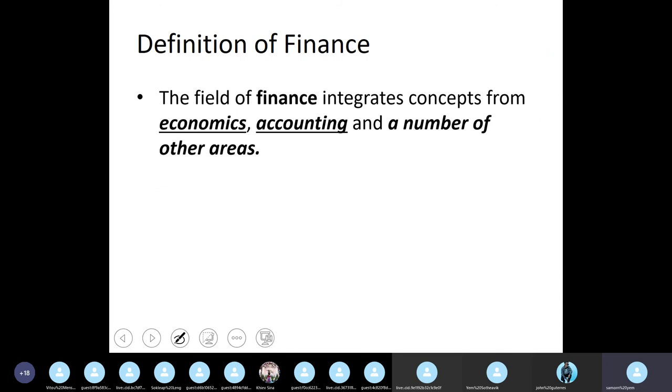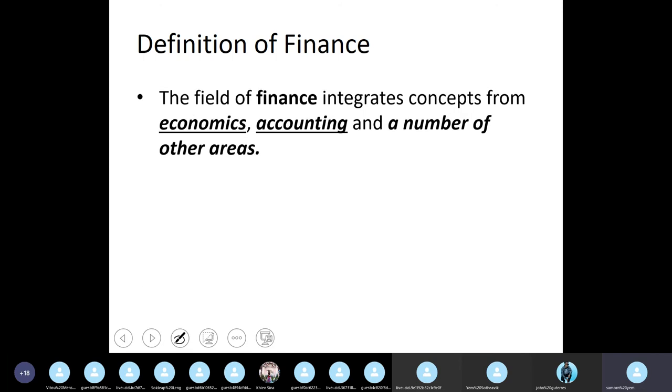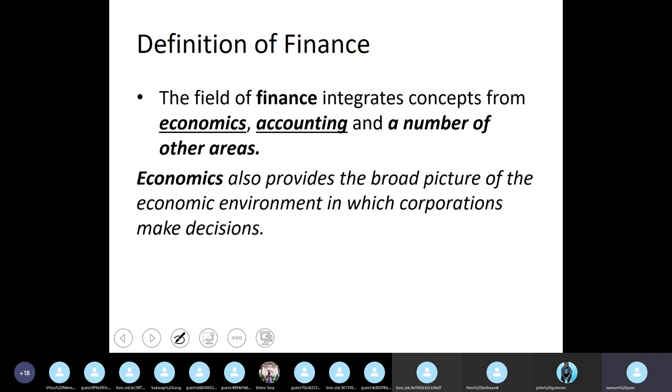If we talk about the field of finance, it integrates economics, accounting, and a number of other areas. Why? Because economics provides the structure for risk analysis, theory, and return analysis. This is all what economics talks about, so finance also talks about it, but in more detail. The economy also provides the broad picture of the environment in which corporate finance makes decisions, using information from the whole economy. Finance then makes financial decisions for investment.